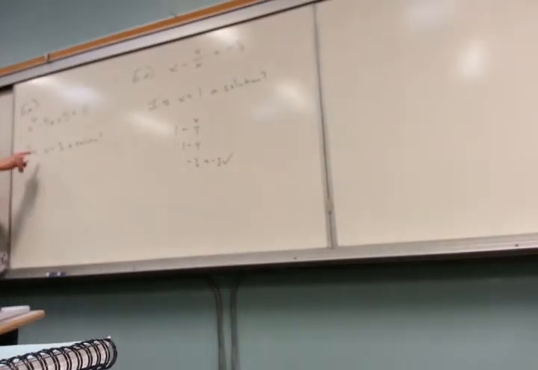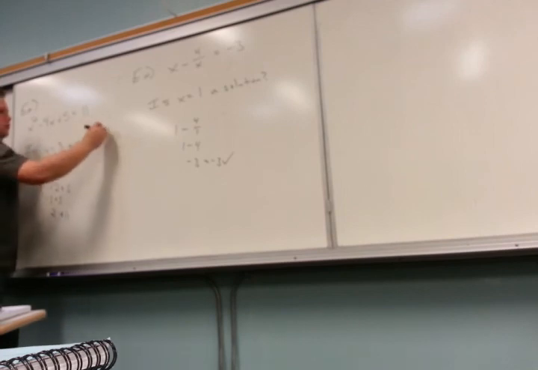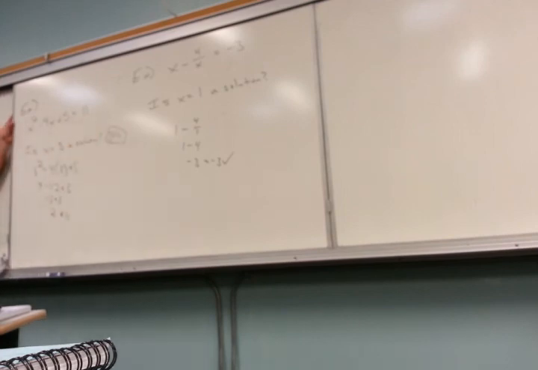So what do you get when you plug this guy in? 9. Yeah, so 3 squared, 9, minus 4 times 3, plus 5. 3 squared is 9. 4 times 3, 12. 9 minus 12, negative 3. Plus 5 is 2. And 2 is not 11, so no. Cool. That's all you have to do for those.